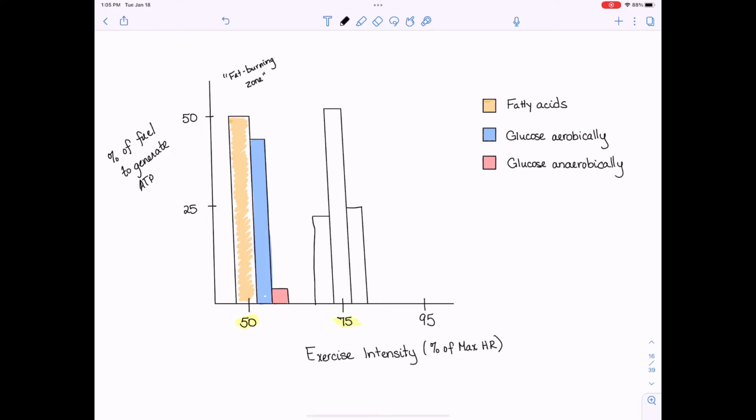But you're going to start doing more of your glucose metabolism anaerobically as your intensity increases. So most of your fuel at this point is glucose, which both ways are faster than fatty acids. And even though much of it will be aerobic, some of it will be anaerobic. And the percentage of ATP from fats drops considerably.